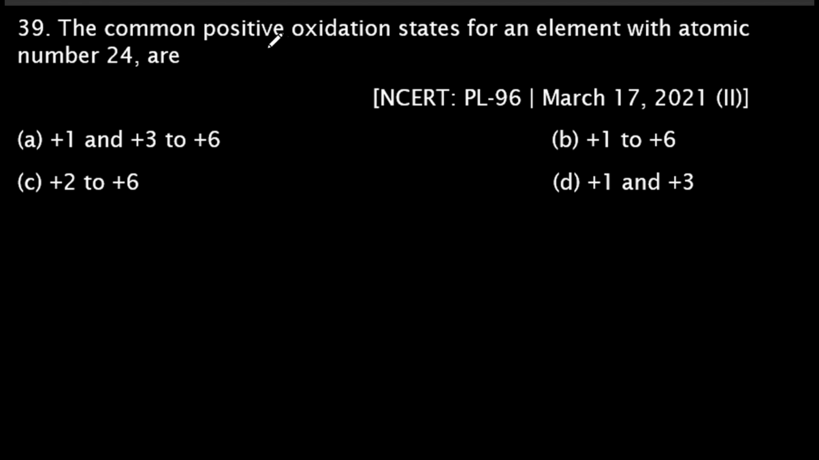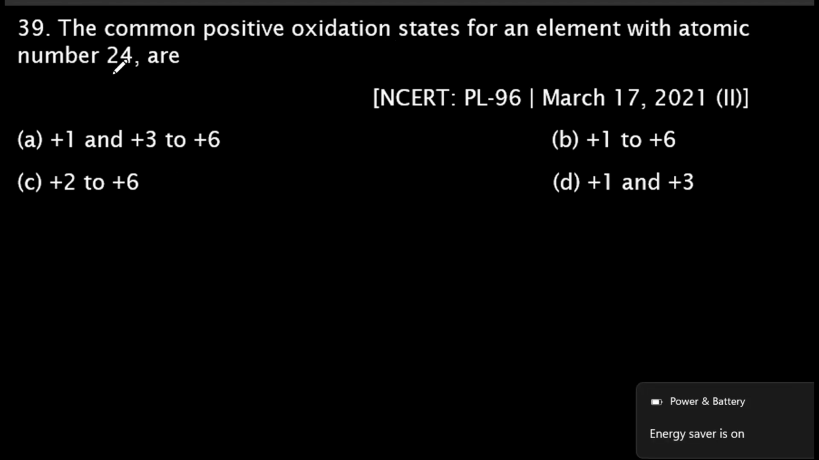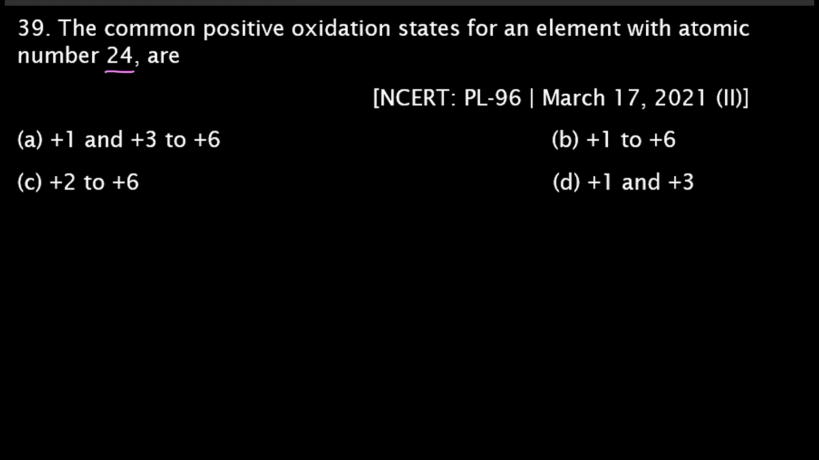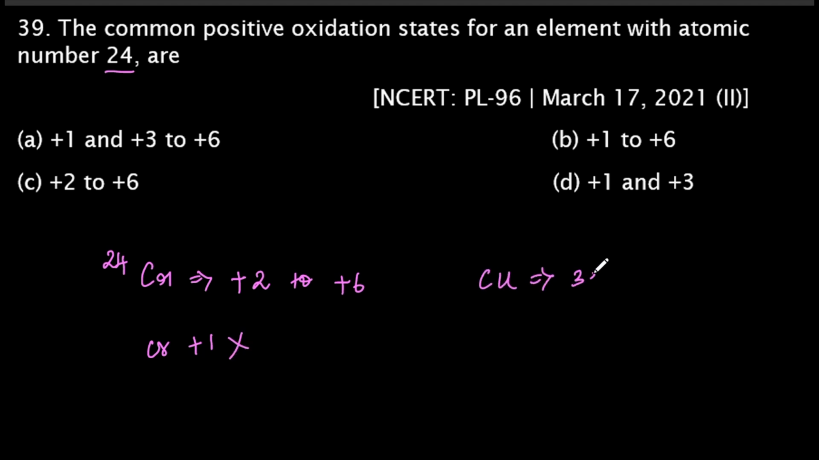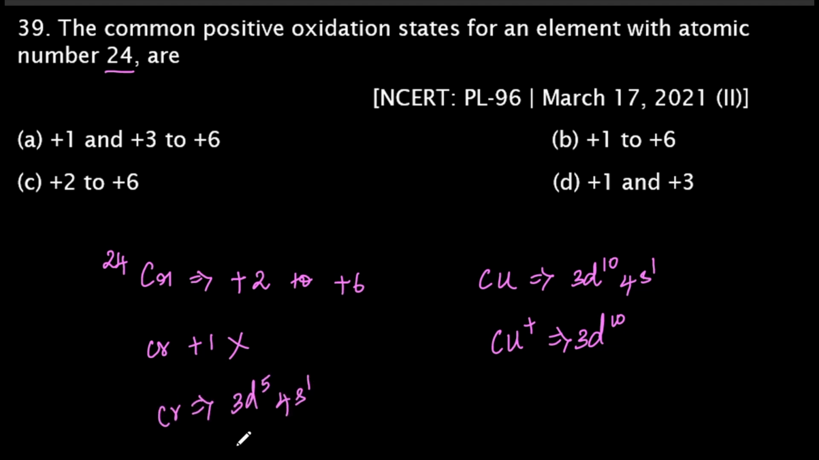The next question is the common positive oxidation states for an element with atomic number 24. The element with atomic number 24 is chromium. So chromium has the oxidation states from +2 to +6, and chromium does not exhibit +1 oxidation state. For copper, which is having the configuration 3d10 4s1, there is +1 oxidation state, Cu+ exists with the 3d10 configuration. But for chromium, which is having the configuration 3d5 4s1, there is no +1 oxidation state. Rather, chromium is more stable in +3 oxidation state.